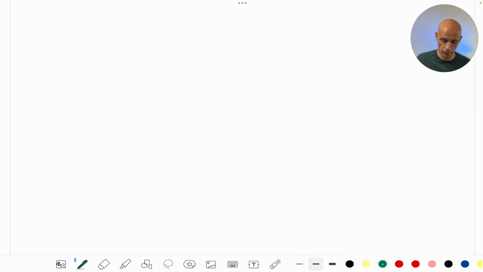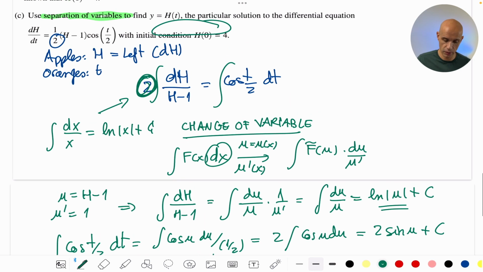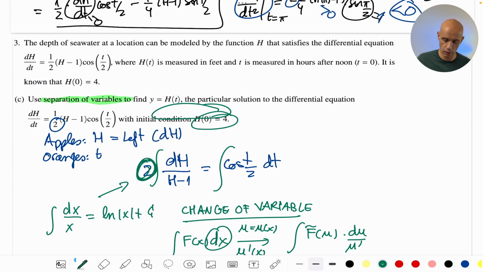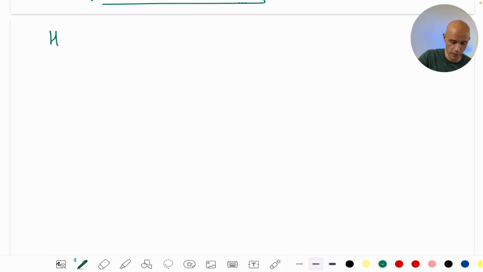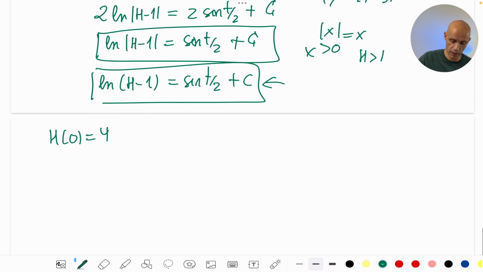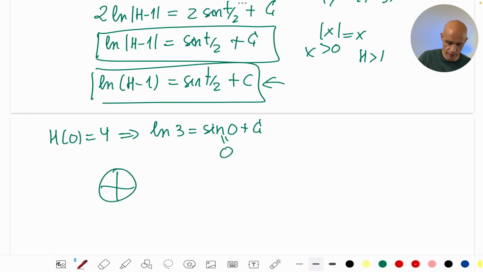Okay, cool. And remember that the initial condition was h at 0 equal to 4. So at time 0, h is 4. So we go here and we say, okay, look, the logarithm of 3 equals the sine of 0 plus c. But the sine of 0 is 0, right? Remember here that this is the cosine, and the sine is the vertical part, right? So when you're at angle 0, then you don't have any height, so that's just 0.